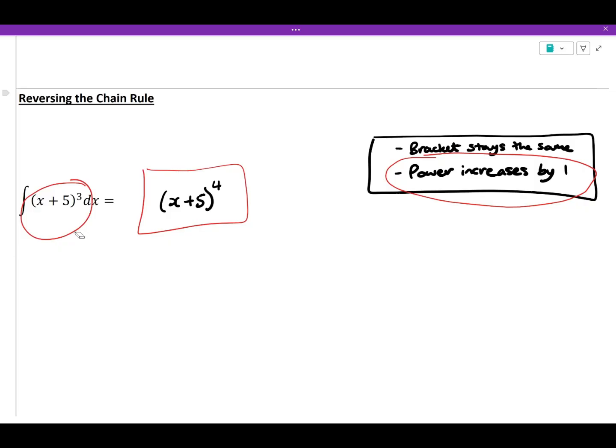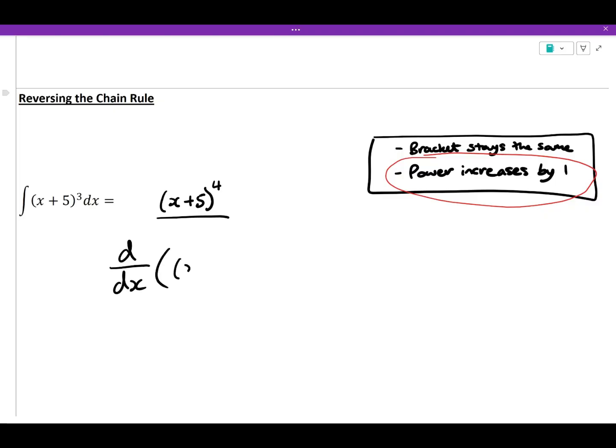So what I'm now going to do is take my possible final answer and I'm going to differentiate it with respect to x using the chain rule. So we're going to differentiate the x plus 5 to the power of 4. And let's see what happens. Well, when we differentiate using the chain rule, we're going to keep our bracket the same. So we're still going to have x plus 5. We're going to multiply by our power. So we're going to multiply by 4. We're also going to differentiate our bracket. So when I differentiate x plus 5, I get 1. So I'm also going to multiply by 1. And then the power of my bracket reduces by 1. So if we initially got 4, that's going to reduce to a 3.